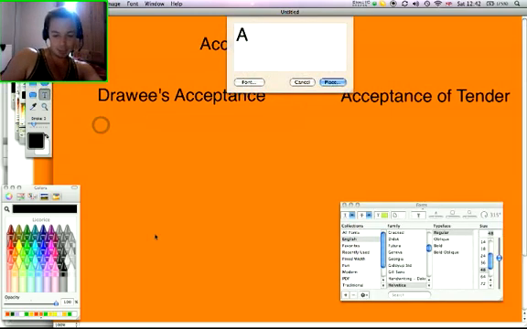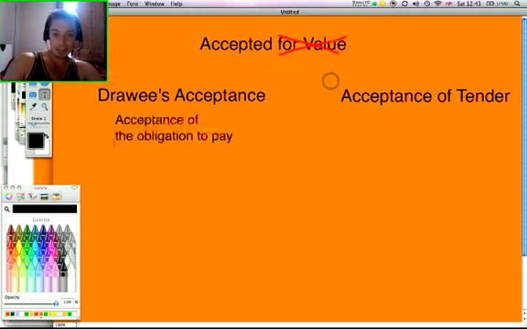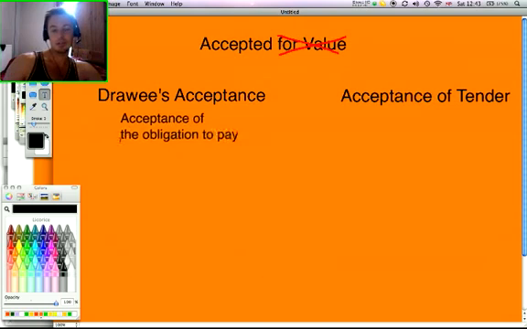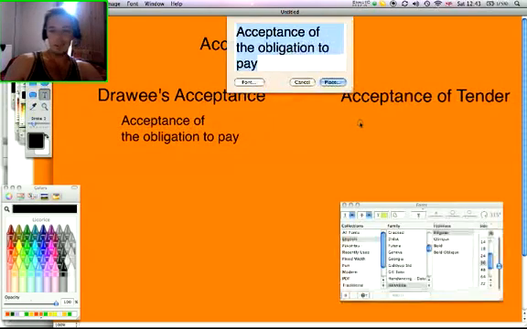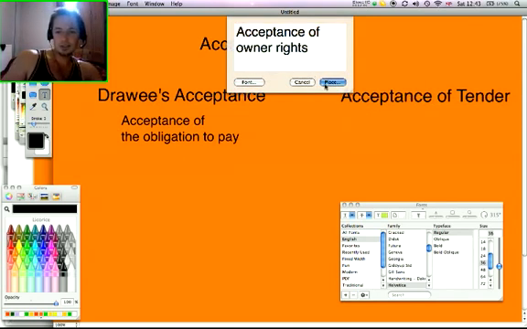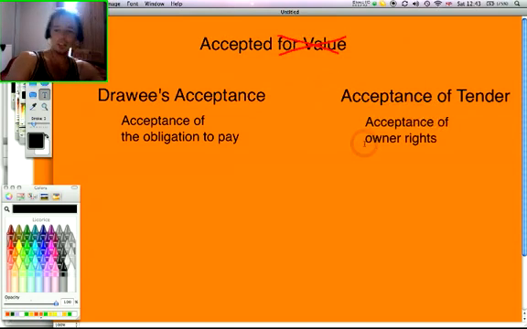So you've got two different things here. You've got the drawee's acceptance, which is acceptance of the obligation to pay. The key word there is obligation. A drawee's acceptance, otherwise known as a banker's acceptance, as people like to call it, the key word is obligation. You're accepting the obligation to pay, but people mix it up and make up an imaginary story that what they think is acceptance of tender is acceptance of ownership rights. If somebody said, Ben, here's a gift, here's a car, and I say, oh, I accept it, thank you very much, it's mine now, that's ownership rights.